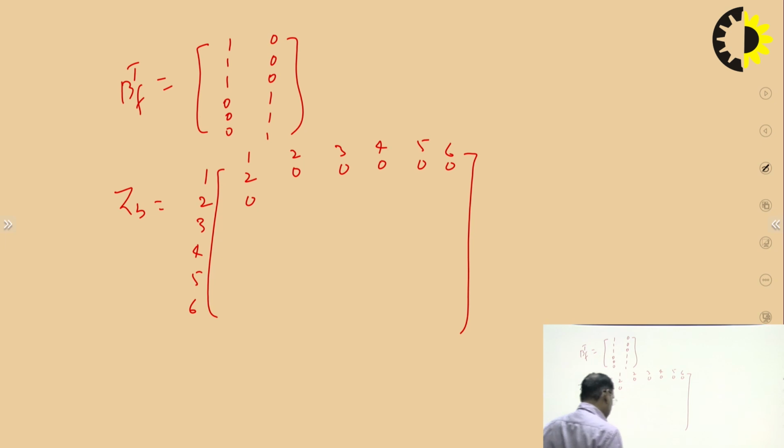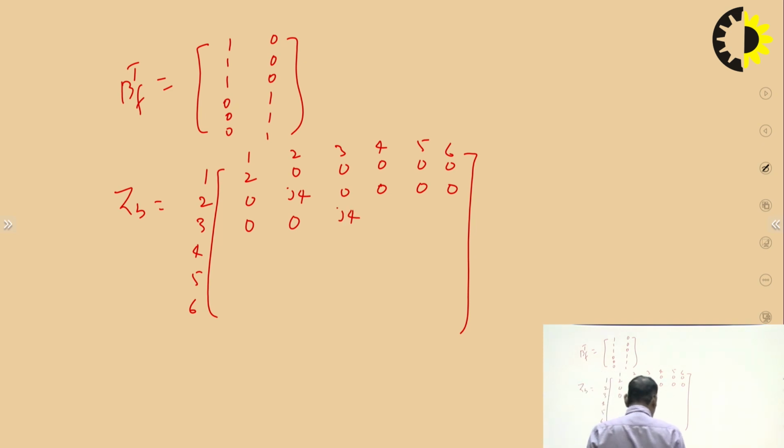Now 2 1 is 0. 2 2 is J4, the self inductance of branch 2. 2 3: there is no coupling between 2 and 3, so it is 0. 2 4: no coupling, so 0. 5 is 0, 6 is 0. 3 1 is 0, 3 2 is 0. 3 3 is J4.